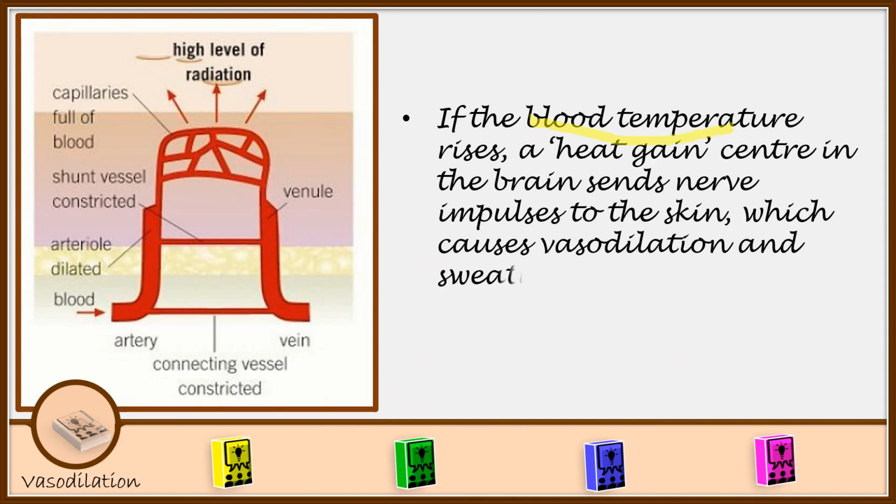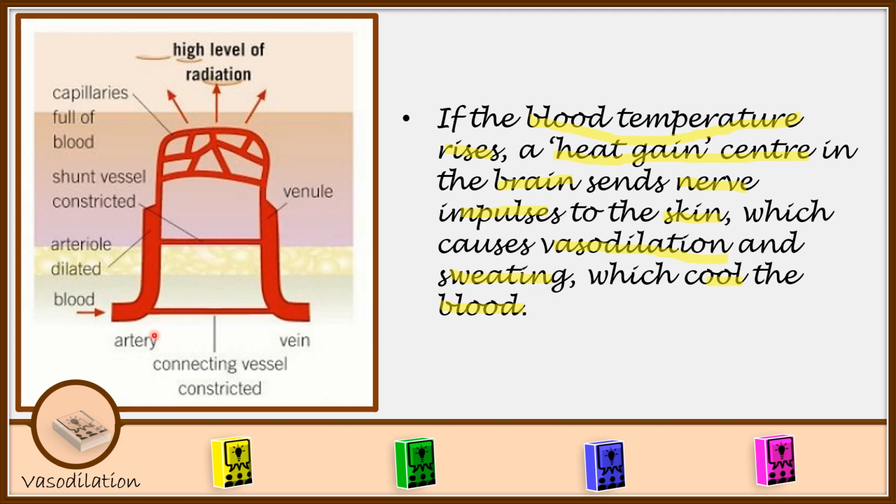If blood temperature rises, a heat gain center in the brain will send nerve impulses to the skin, which causes vasodilation and sweating, which cools the blood. So we are having the temperature of the blood rising, and a heat gain center in the brain is going to send nerve impulses to the skin, which is going to cause vasodilation and sweating, which is going to cool the blood.